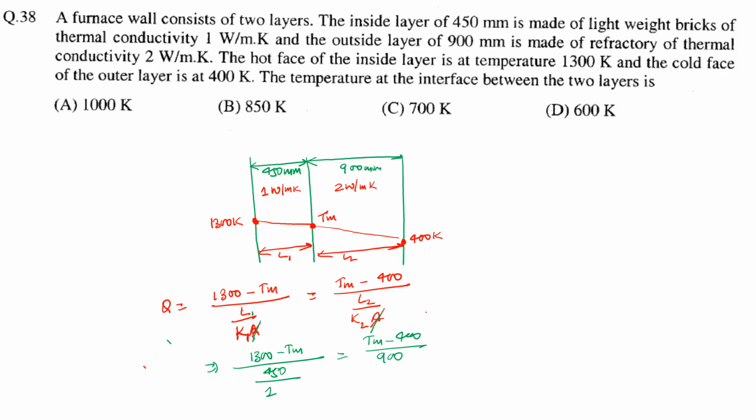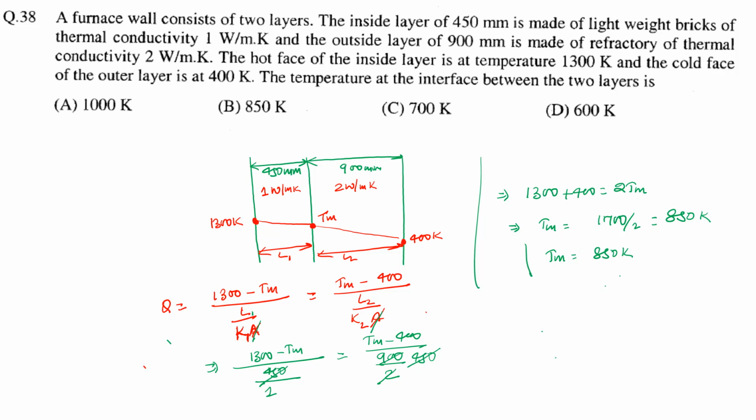See, 450 by 1 and 900 by 2, both are the same. So this implies 1300 plus 400 is equal to 2 times Tm. This implies Tm is equal to 1700 by 2, which is nothing but 850. And since the temperatures are given in Kelvin, it will be 850 Kelvin.